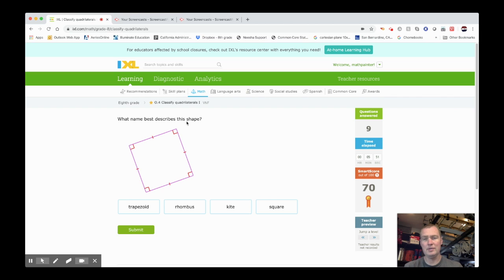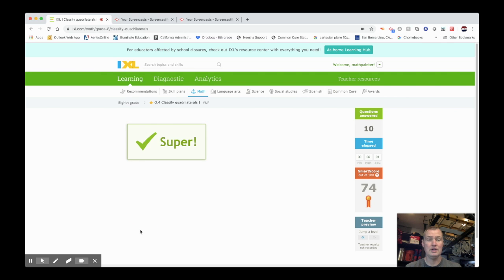What names best describe the shape? This looks like a square. Four sides are the same with four matching angles. So that is a square.